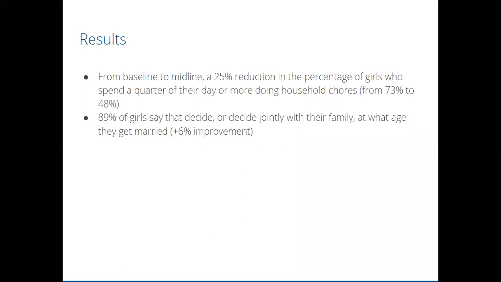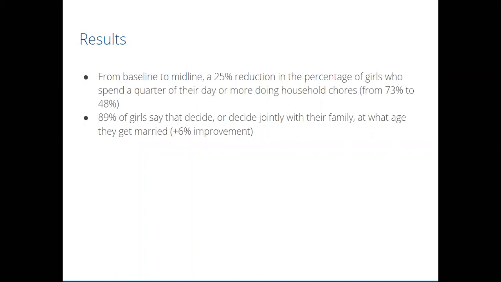So results, as we all know, attribution is a bit of a sticky wicket, sometimes difficult to fully prove. Of course we have to understand that there are other social changes happening around us. Community mobilization and this kind of work never occurs in a vacuum, but we have seen some quite promising results from our engagement. From baseline of this phase to midline, so 2017 to 2019, we've had a 25% reduction in the percentage of girls who spend a quarter of their day or more doing household chores. So we have seen a difference there.